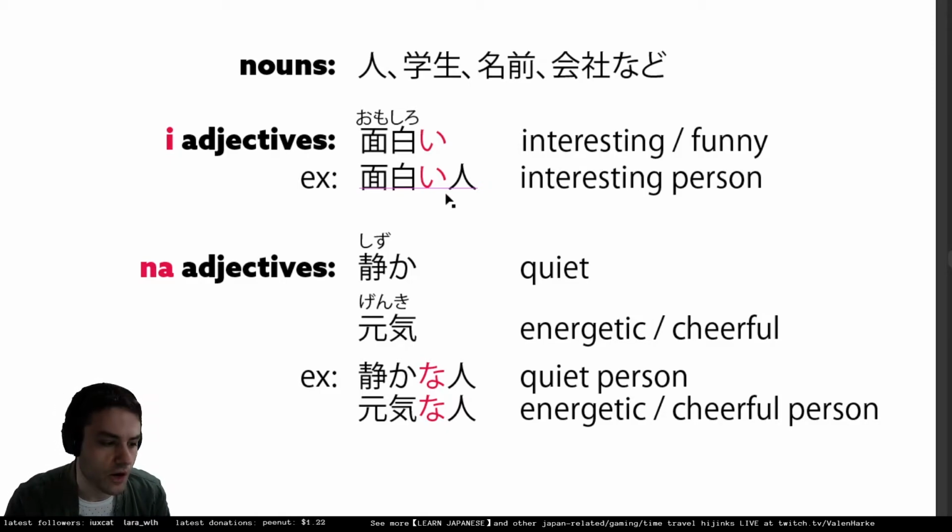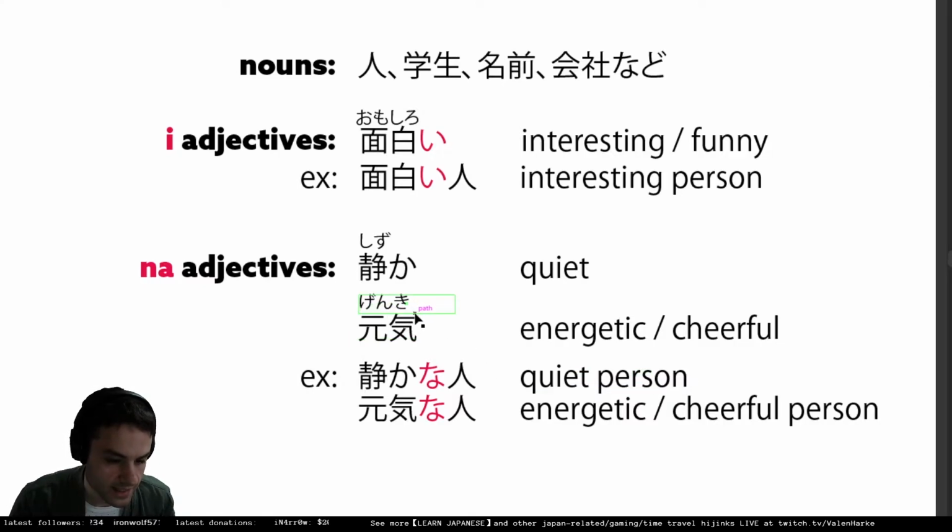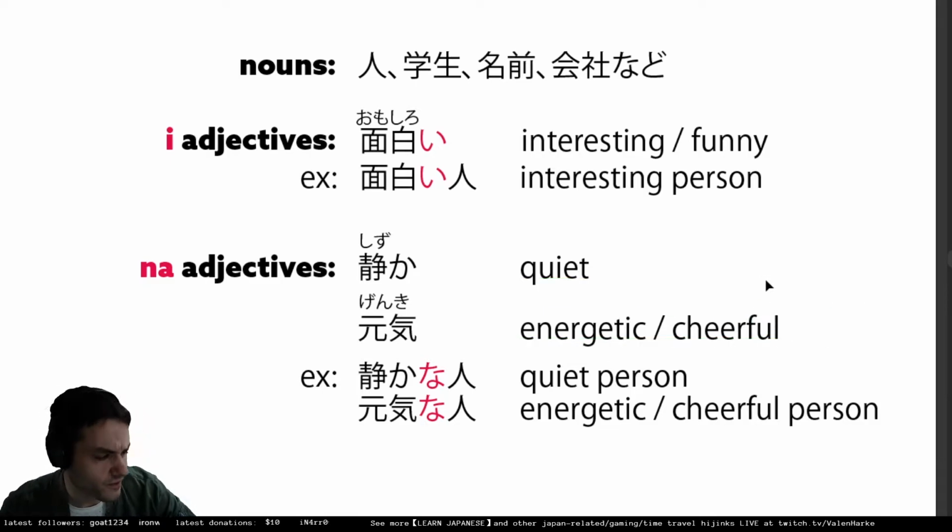But in 99.9% of cases, this is how it works. An adjective will either have e at the end or it will not. And if it doesn't, you add na to attach it to the noun, right? Shizuka na hito, quiet person. What is this? Genki. Genki, energetic or cheerful. You'll probably hear this a lot if you watch the anime.